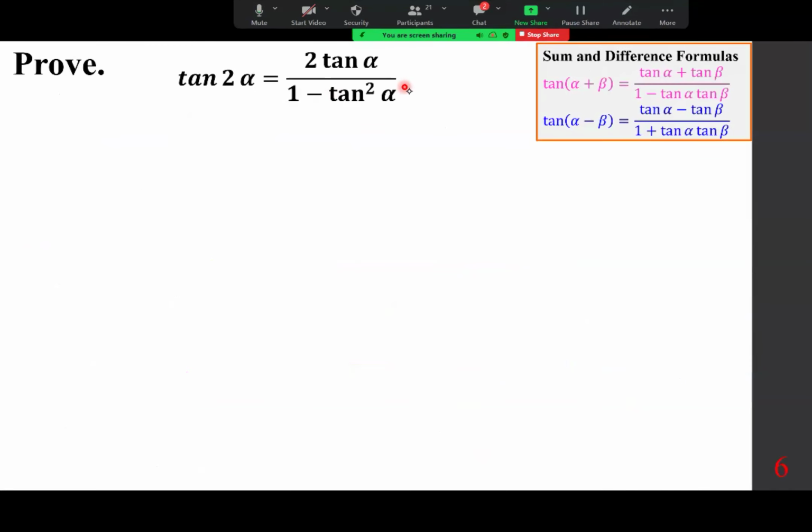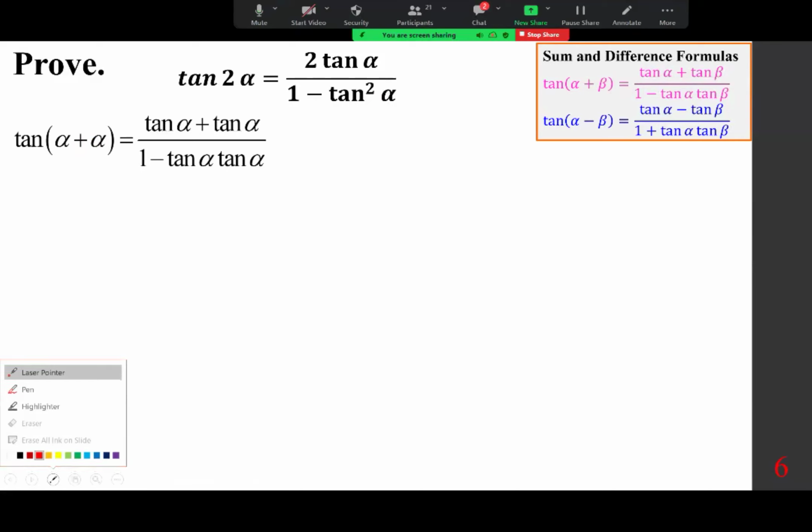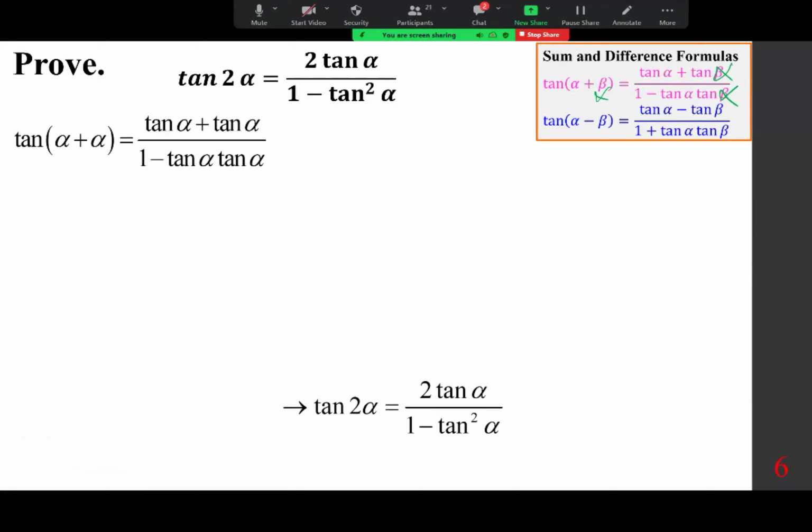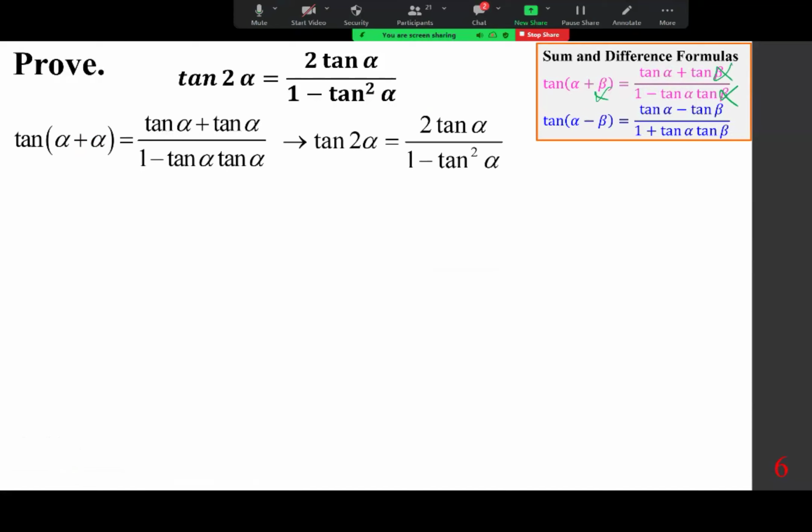Tan of 2 alpha is 2 tan alpha over 1 minus tan squared alpha. We want to prove that. And all we have to do is use this formula, tan of alpha plus beta. If I replace beta with alpha, that means anywhere you see beta, you have to change it. So tan of alpha plus alpha in this formula goes tan of alpha plus tan of alpha. So you're replacing the beta here with alpha. So you get 2 tan alpha over 1 minus tan squared alpha. It's that simple.